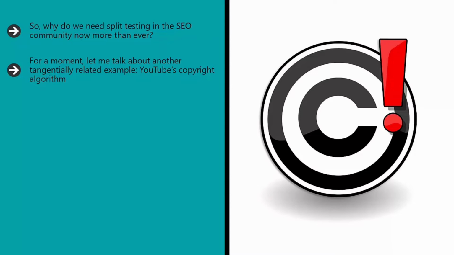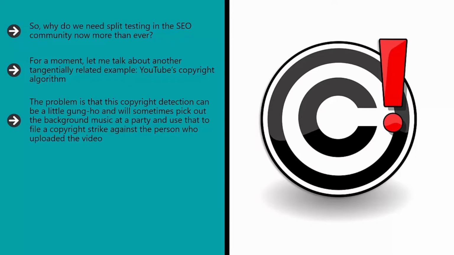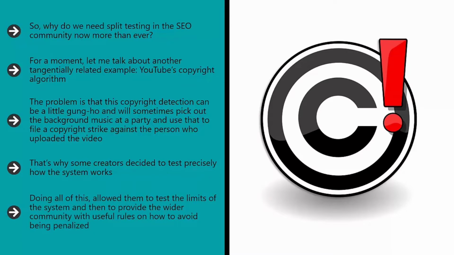In theory, anyway. The problem is that this copyright detection can be a little gung-ho and will sometimes pick out the background music at a party and use that to file a copyright strike against the person who uploaded the video. Most people would agree that's a little unfair. That's why some creators decided to test precisely how the system works. They did this by uploading hundreds of versions of the same song, versions that had been modulated up or down a semitone, versions that had been transposed down an octave, versions played in the background, versions played quietly, versions played only for short clips. Doing all of this allowed them to test the limits of the system and then to provide the wider community with useful rules on how to avoid being penalized.